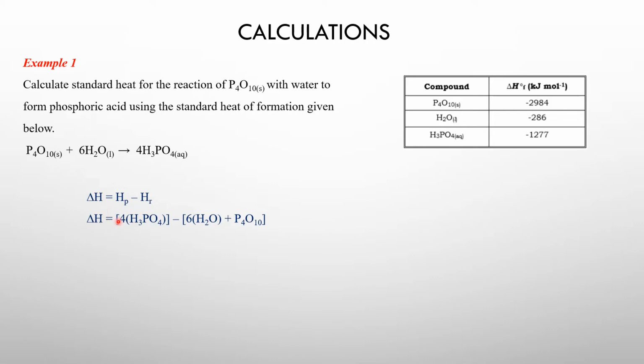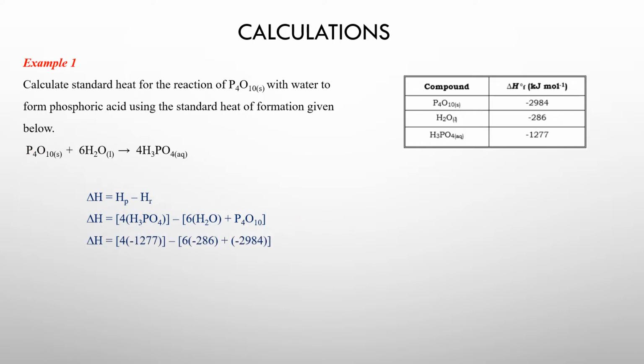We have two reactants, so we are going to add the enthalpies of these two reactants. That would be the heat of 6 moles of water, so 6 times H2O, plus the heat of P4O10. So that is what we have here. Now let's substitute our values. When we substitute, this is what we get. Let's just summarize it and solve it up.